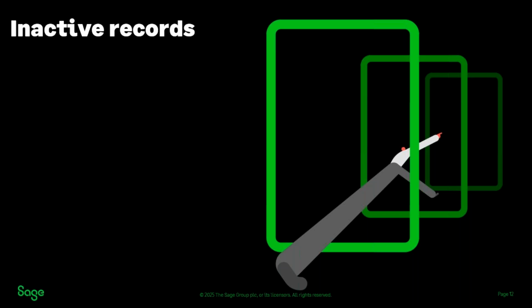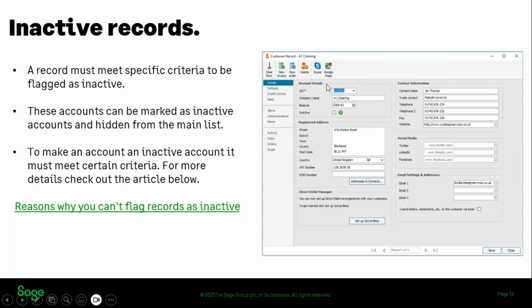So we do have the option of inactive records. Again, with records being marked as inactive, they have to meet certain criteria. You can't just mark any account as inactive. They do need to have a zero balance on them. You can't have something with an outstanding balance marked as inactive.